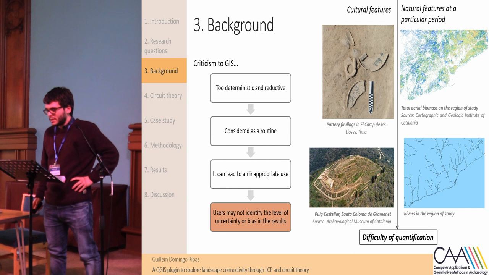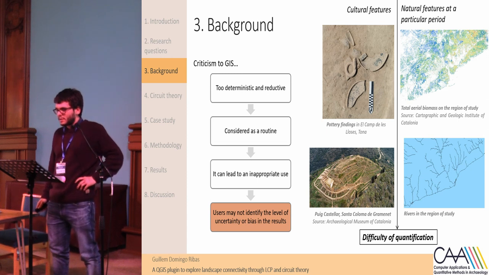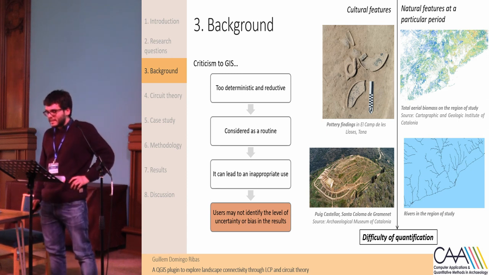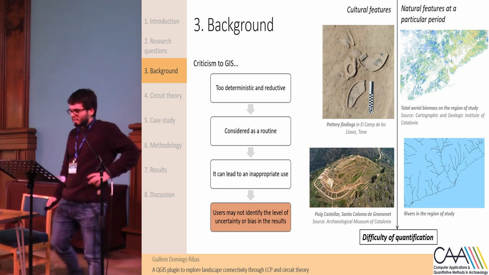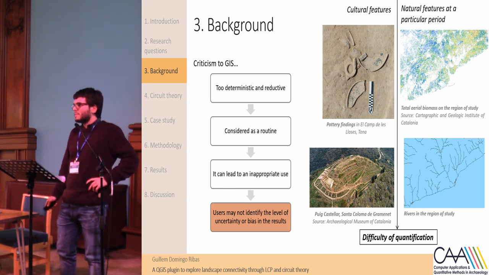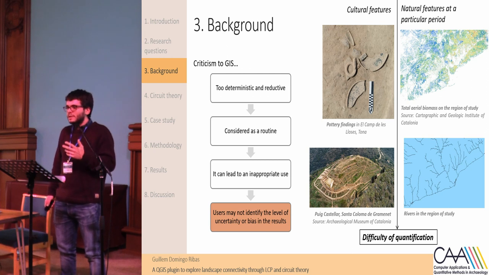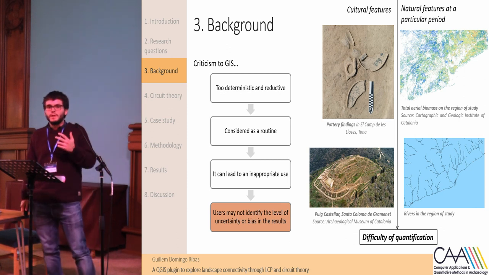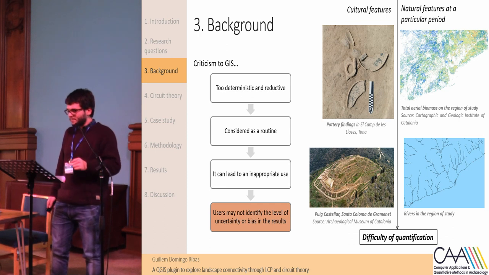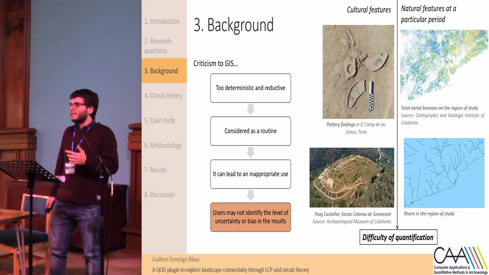The use of GIS refers to an abstract space. The synthetic view of the landscape may be a handicap for understanding the way in which an individual can experience his surroundings, as the space still acts as an active agent that has meaning and connotations to the actions of the individual. Criticism of GIS says it's too deterministic and reductive. It is even sometimes considered a routine, and its accessibility has increased its abuse in some cases, which leads to some users applying GIS techniques without understanding the theoretical underpinnings or the formulas behind these systems. This can lead to an inappropriate use, and some users do not identify the level of bias and the degree of uncertainty in the results.